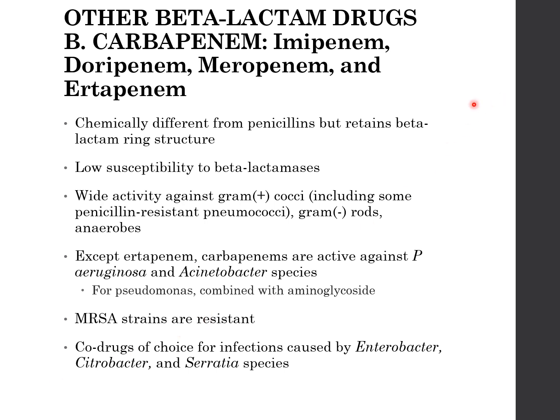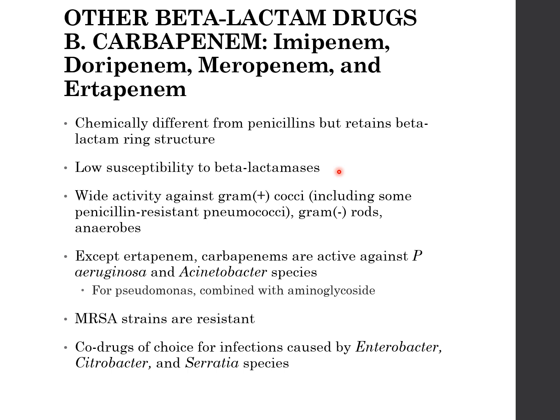And you have your carbapenems like your imipenem, doripenem, meropenem, and ertapenem. These are chemically different from penicillins but retain their beta-lactam ring structure. They have very low susceptibility to beta-lactamases. They can be very effective even for beta-lactamase producing organisms. So they have wide activity against the gram-positive cocci, including some penicillin-resistant pneumococci, the gram-negative rods, and anaerobes, except for ertapenem.